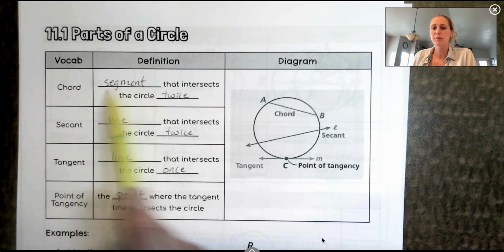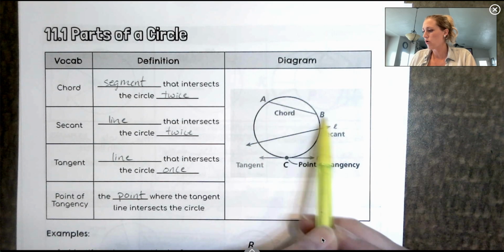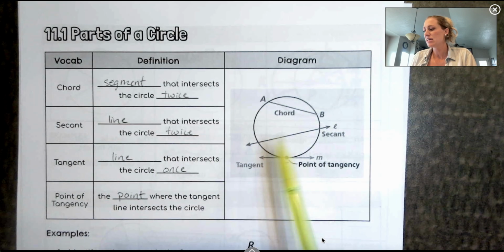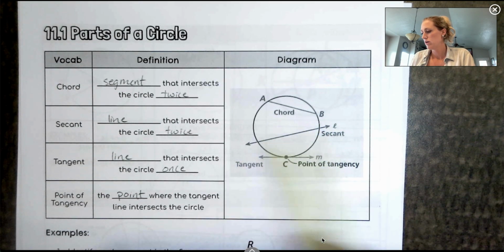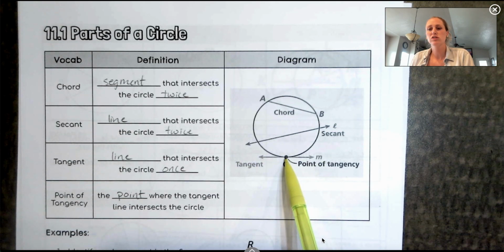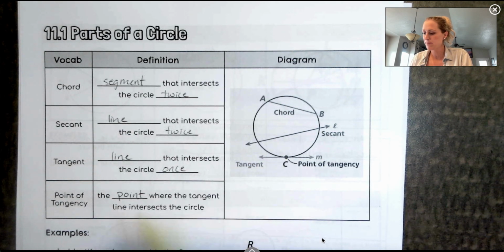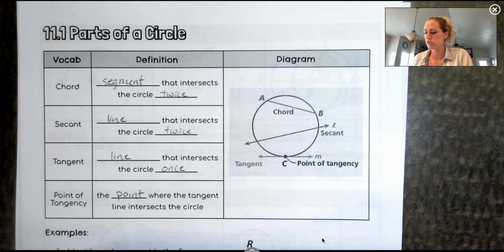A chord is a segment. So remember, a segment has endpoints. Its endpoints are on the circle. A secant is very similar, but it's a line, so it goes all the way through the circle and crosses twice. A tangent only touches the circle once, and it's a line, and that point where a tangent touches the circle, we call the point of tangency.